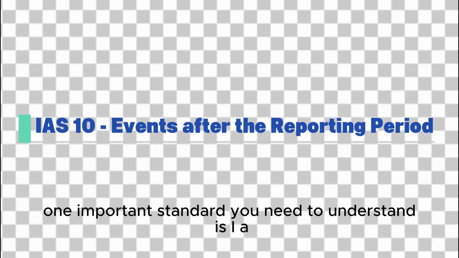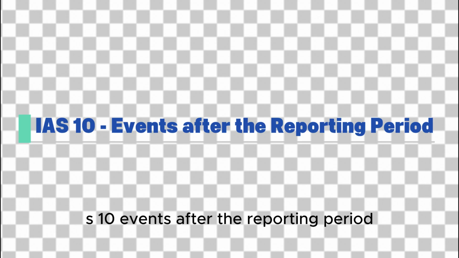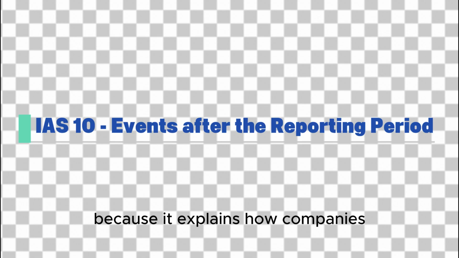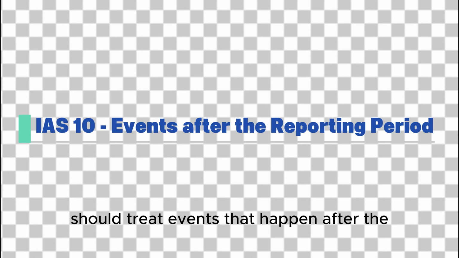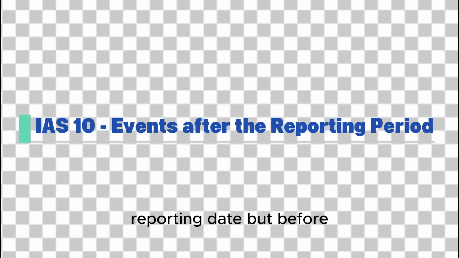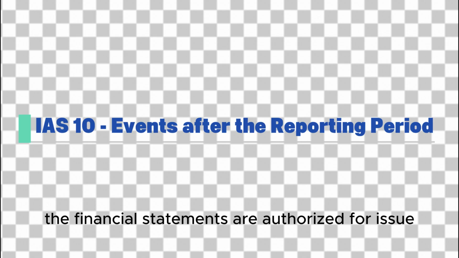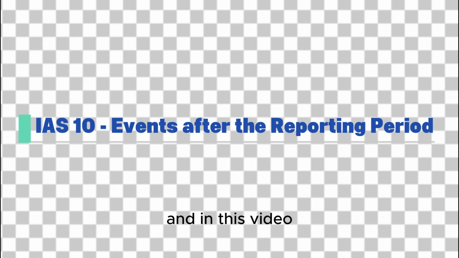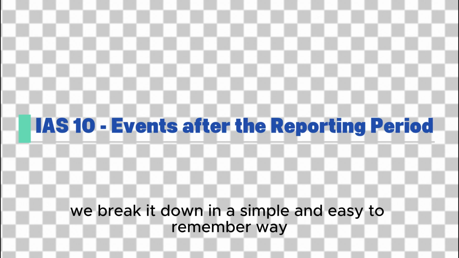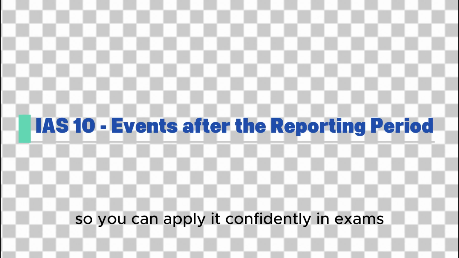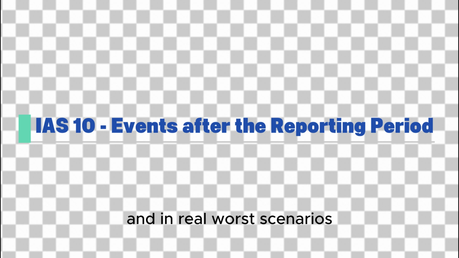If you're studying financial reporting or preparing for exams like ACCA, one important standard you need to understand is IAS 10, Events After the Reporting Period, because it explains how companies should treat events that happen after the reporting date but before the financial statements are authorized for issue. And in this video, we'll break it down in a simple and easy to remember way so you can apply it confidently in exams and in real-world scenarios.